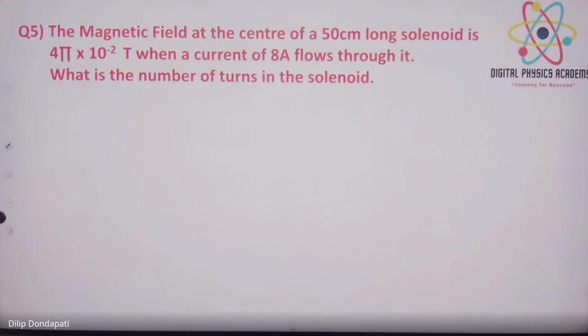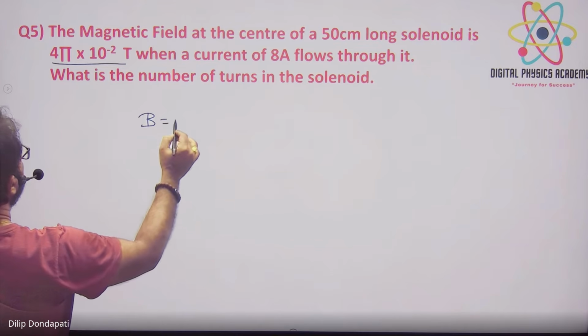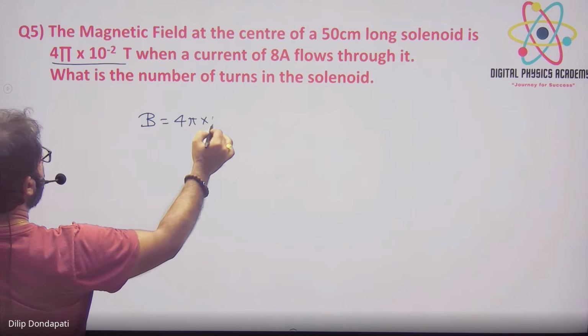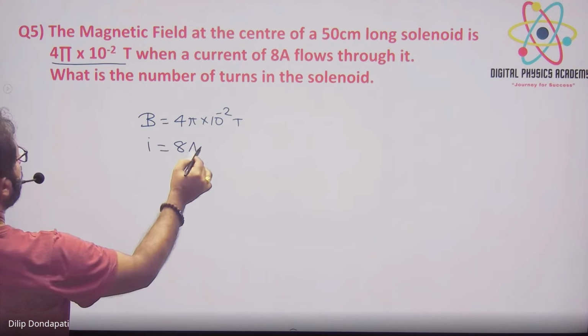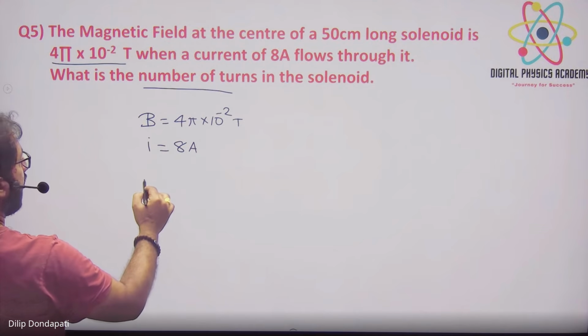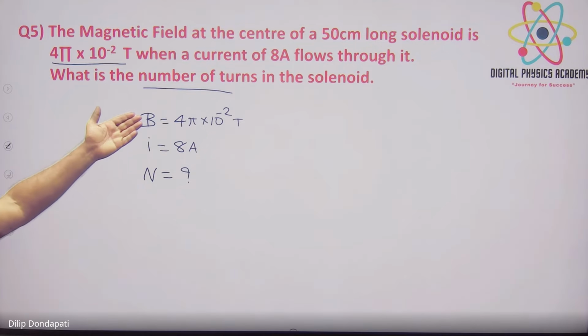Next one. The magnetic field at the center of a 50 centimeters long solenoid is given as 4 pi into 10 power of minus 2 Tesla along the axis. When the current flowing through it is 8 amperes, what is the number of turns in the solenoid, capital N? Small n and 8 are given, capital N I want. Since the magnetic field is given, directly use the formula and find small n, then try to find capital N. We know that B equals mu naught n I, n is small.